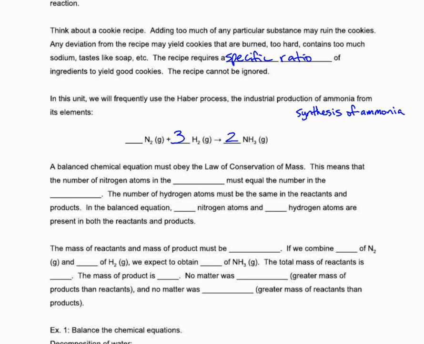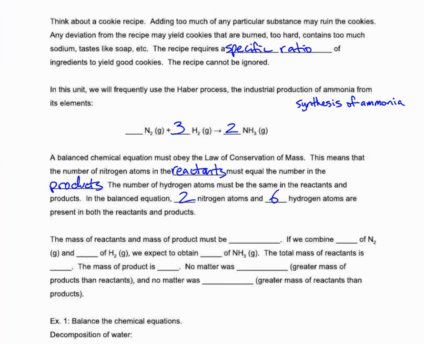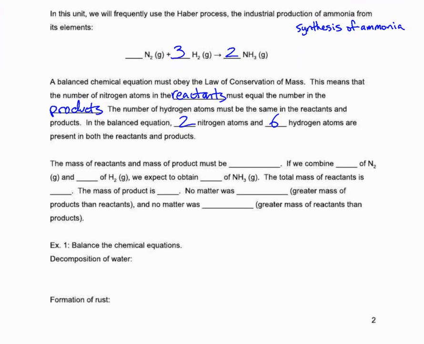The balanced chemical equation has to obey the law of conservation of mass. This means the number of nitrogen atoms in the reactants must equal the number in the products. The number of hydrogen atoms is also the same in the reactants and products. In this balanced equation, 2 nitrogen atoms and 6 hydrogen atoms are present in both the reactants and the products. Putting it in terms of mass, the mass of the reactants and the mass of the products must be equal.